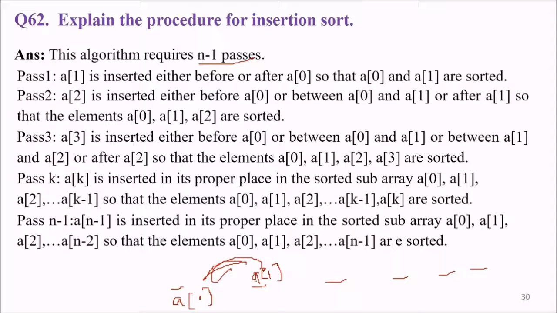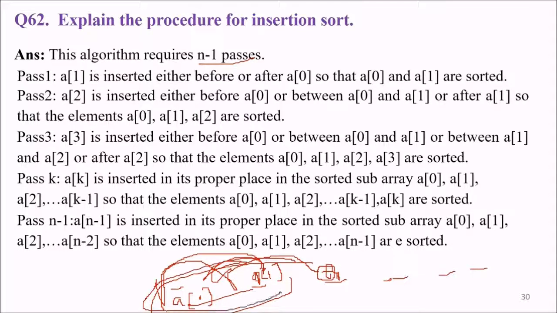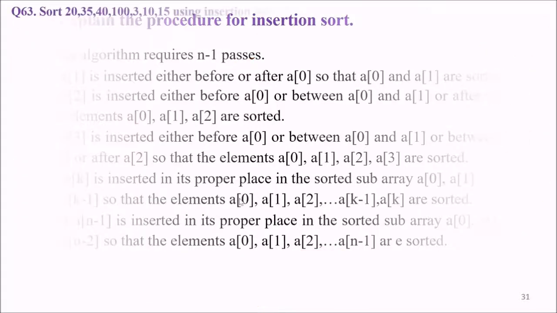If these are the elements, this is A0, and A1 will be compared with it. A1 will either come before A0 or will remain here. So this will be sorted. Then comes A2. A2 is either inserted before A0, in between A0 and A1, or will be here only. So these three will be sorted. Now A3 will come again, and because this is sorted, it will find its position, and this will go on. This is how the insertion sort takes place.